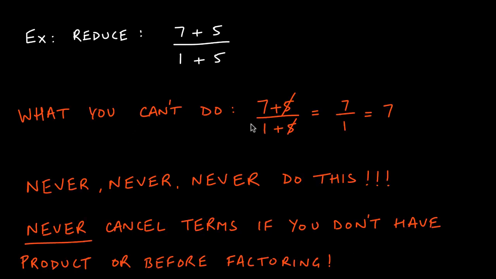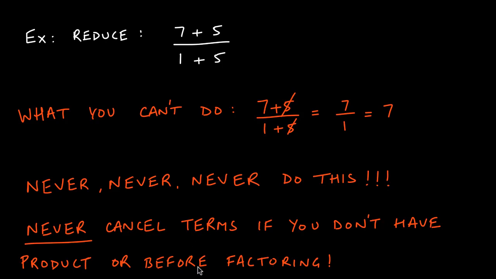Now here's an example. The whole thing is in red because this is an example of what you should never, ever do. So if the question said to reduce 7 plus 5 over 1 plus 5, what you cannot do, and I put this up front and center so that you never do this, is cancel the 5 on top with the 5 on the bottom to be left with 7 over 1, which is 7. You can never do this. You are not allowed to cancel unless you have a product, or you haven't factored yet.